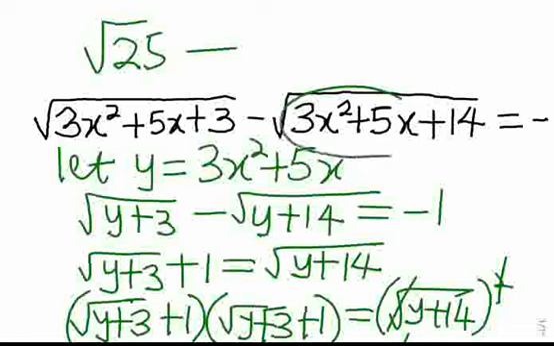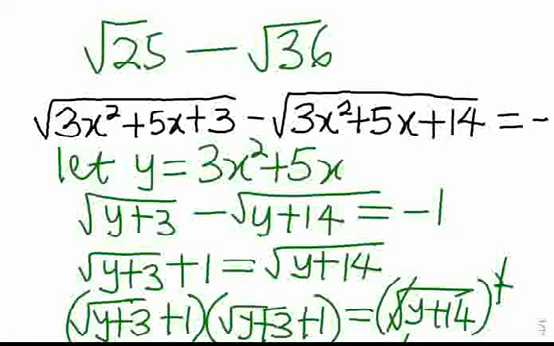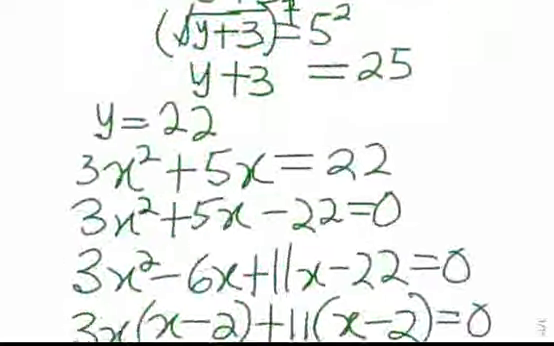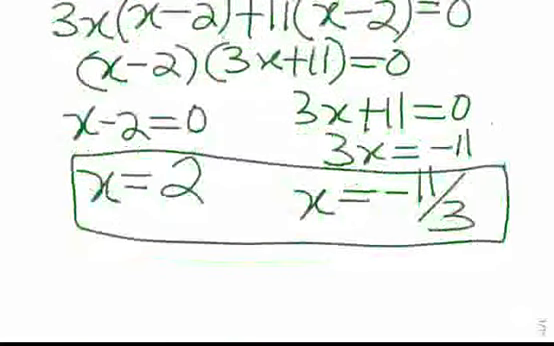On this other side, remember here I got 22, 22 plus the 14 gives 36. So square root of 25 is 5 and square root of 36 is 6. So 5 minus 6 is equal to the minus 1. So this shows that x equals 2 is a true solution to this question, and also x equals minus 11 over 3.